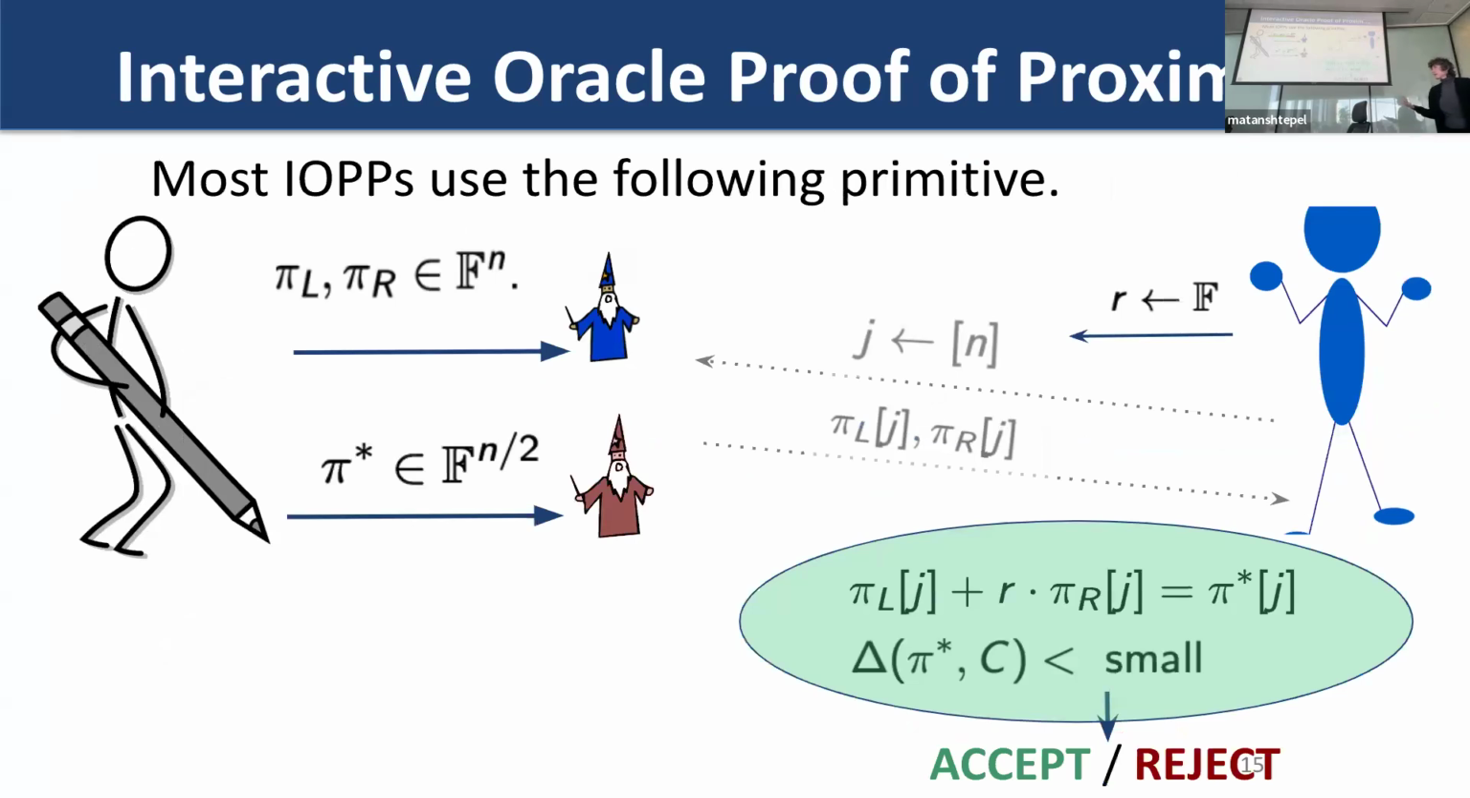And most IOPPs use the following primitive, where the prover will send two vectors, pi L and pi R. In reality, it's like one long vector that is made up of these two, but for our purposes, we don't really have to worry about that. So it sends two vectors. The verifier sends a random field element, and then the prover will send another oracle, which is purportedly equal to the combination of those two, pi L plus R times pi R. So the verifier will want to check that. It will check this consistency at the point J, and it will check that the last oracle pi star is close to the code C.